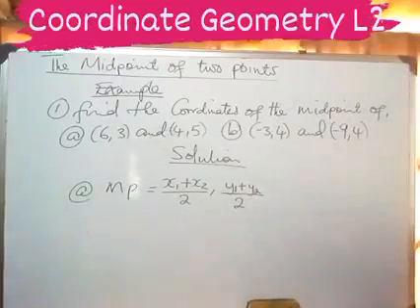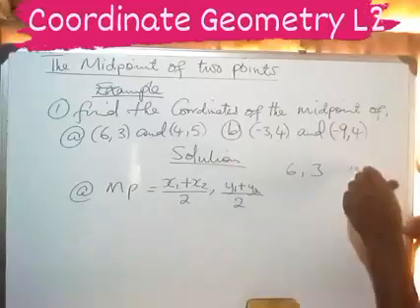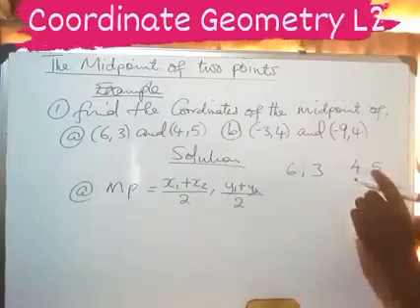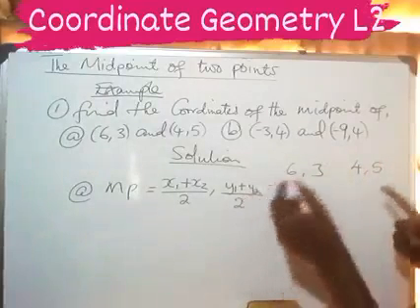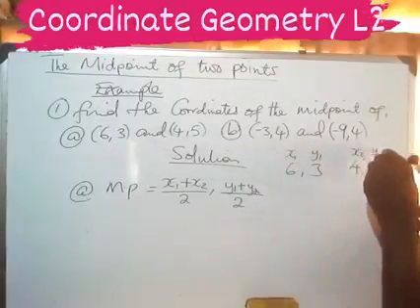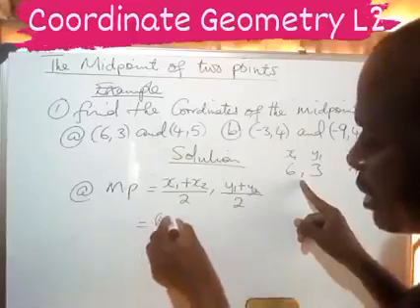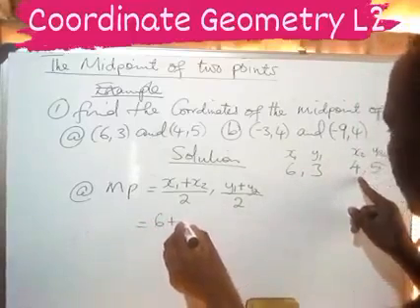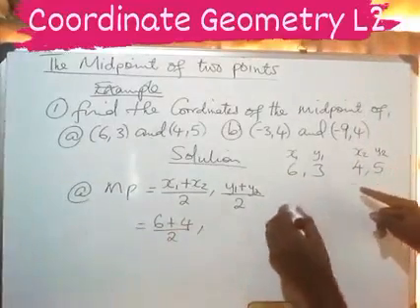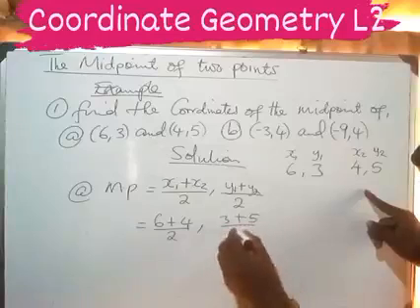Now, which ones will be our 2's? Remember, we have 6, 3. We also have 4, 5. Which one will be our 2 and our 1? So let us name this one as our x1, meaning this one will be our y1. This one will be our x2. This one will be our y2. So we are going to move by saying our x1 is 6 plus our x2 is 4, over 2, comma, our y1 is 3 plus 5 over 2.